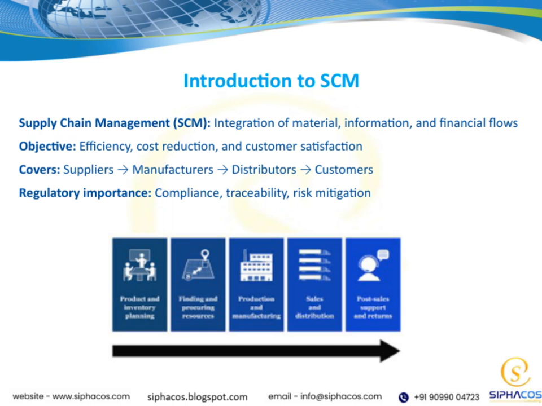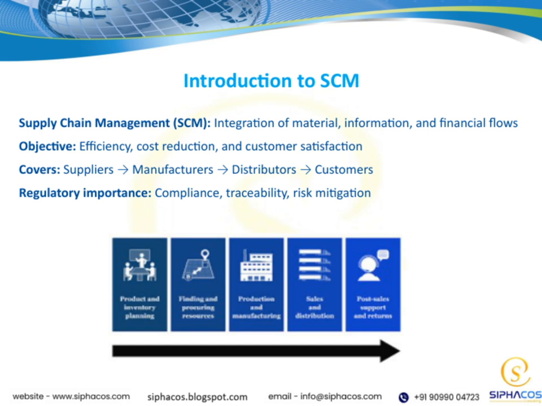This process covers all the key players in the chain, starting with suppliers who provide the raw materials, moving to manufacturers who turn those materials into finished products, then to distributors who get products out to the market, and finally to the customers who buy and use these products.